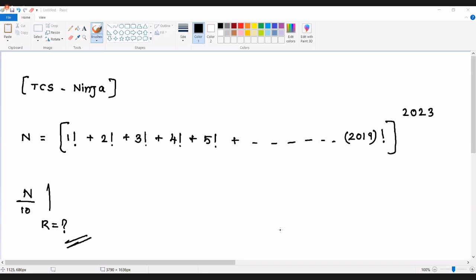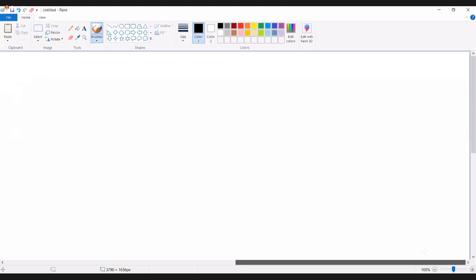So actually the question is, when we divide by 10, what is the remainder? I'll discuss two things here, my dear students. I'm asking a very simple question. Can you tell me the answer for this? 53, when we divide by 10, what is the remainder?